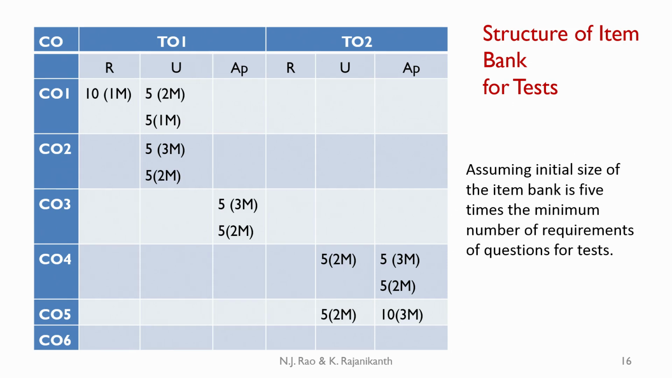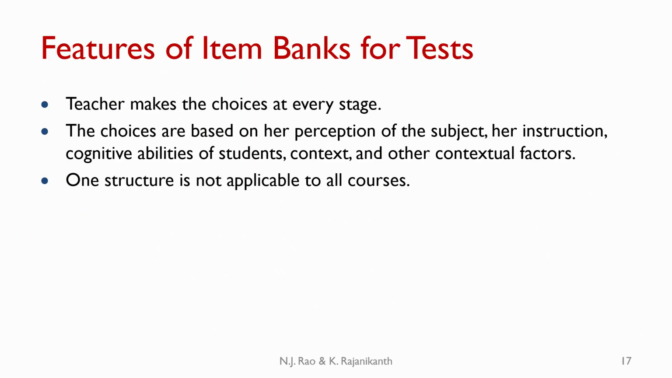Again, this is not any rigid rule to be followed. Instead of 10 we could create 15, it could be 20, but at least this much should be the number of items in the item bank in order to make effective use of it. So, though it does look like we are spending considerable effort, this is only done once, and once we create an item bank the uses can be many.